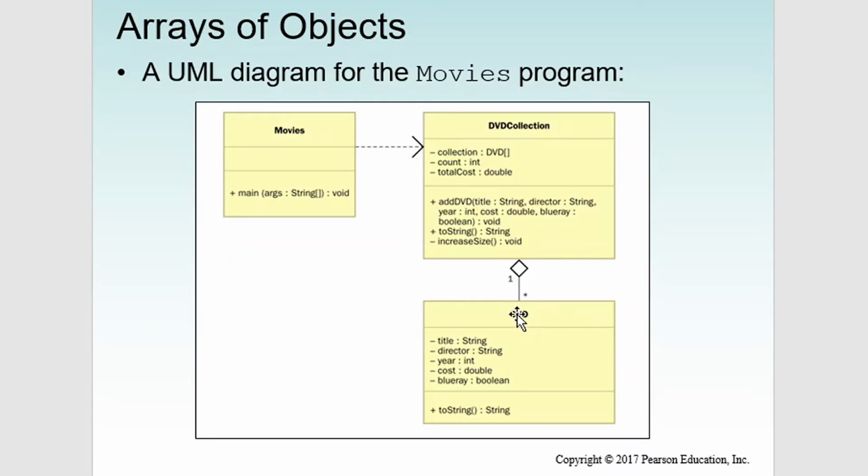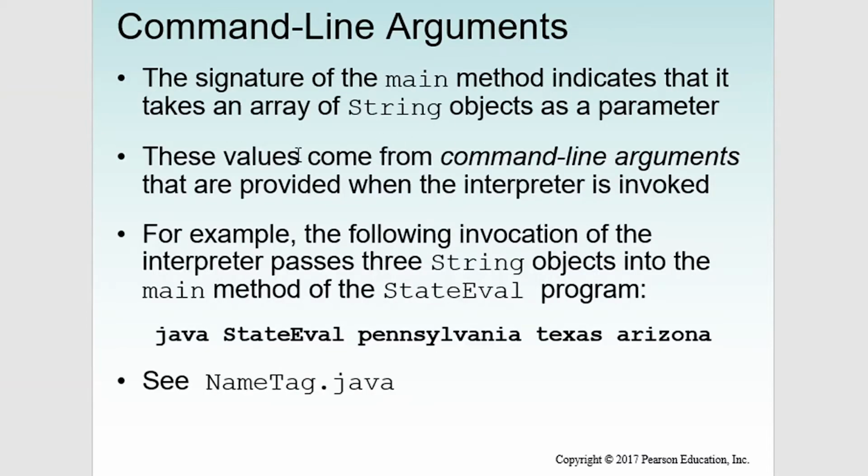Their DVD collection uses a DVD object. Command line arguments. The signature of the main method indicates it takes an array of string objects as a parameter. These values come from command line arguments that are provided when the interpreter is invoked. For example, the following invocation of the interpreter passes 3 string objects into the main method of the state eval program. So here they're calling Java, and here's the program, and then they're passing in Pennsylvania, Texas, and Arizona.